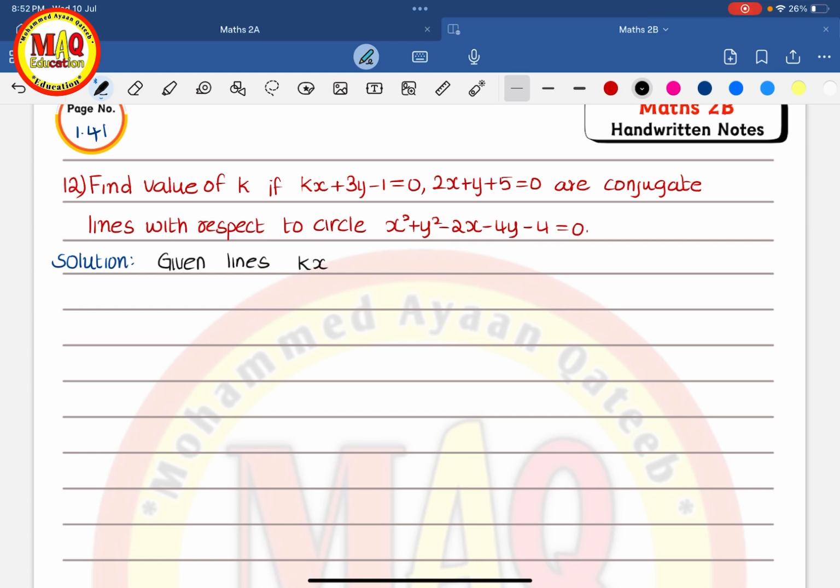First line is kx plus 3y minus 1 equal to 0. Let this be equation number 1. Second line is 2x plus y plus 5 equal to 0. Let this be equation 2. Compare equation 2 with lx plus my plus n equal to 0. Write the value of l. L value is 2, m value is 1, n value is 5.